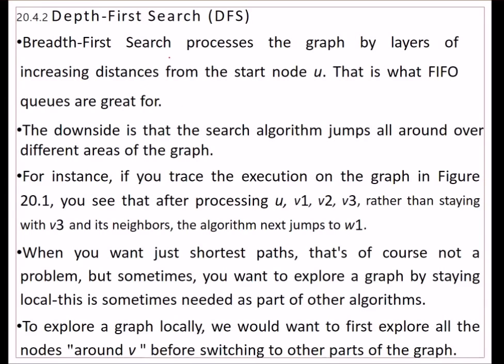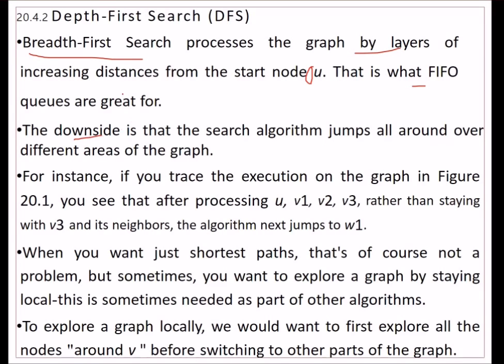Then we come to DFS. We have seen BFS. BFS processes the graph by layers of increasing distance from a certain start node, which we assumed to be U, and that is why a FIFO queue is quite great to implement it.